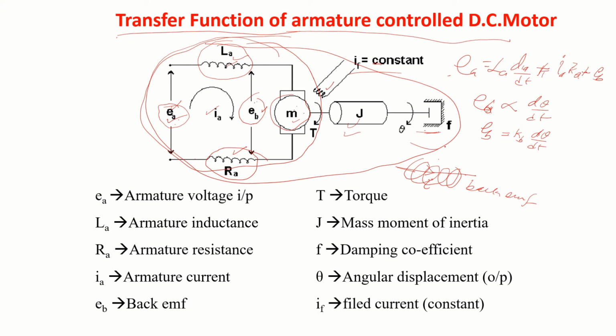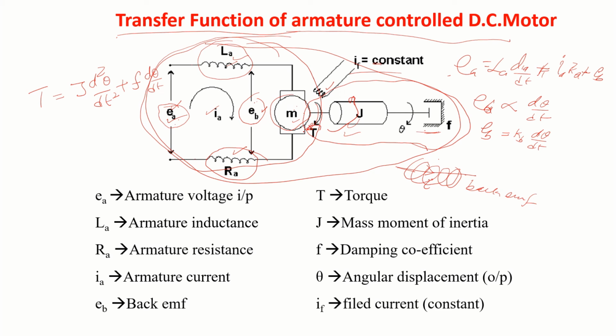Now let us consider the mechanical part of it, which I have already explained. T is the torque acting in the clockwise direction, and there is an inertia force in this direction. So T is equal to J d²θ/dt² plus, there is damping, so F dθ/dt. This is another equation.